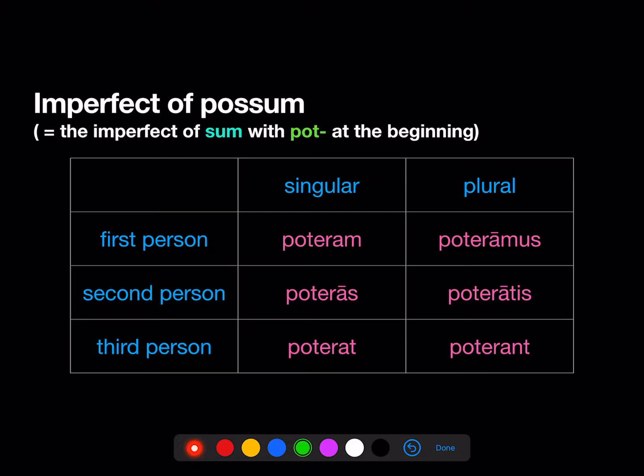Now, it's just the imperfect of sum, which we already knew, with pot at the beginning. So here's the imperfect of sum: eram, eras, erat, eramus, eratis, erant. Add pot at the beginning and you get the imperfect of possum. Poteram, I was able. Poteras, you were able. Poterat, he was able. Poteramus, we were able. Poteratis, y'all were able. Poterant, they were able. So if you know the imperfect of sum, eram, eras, erat, eramus, eratis, erant, then you can do this imperfect of possum.